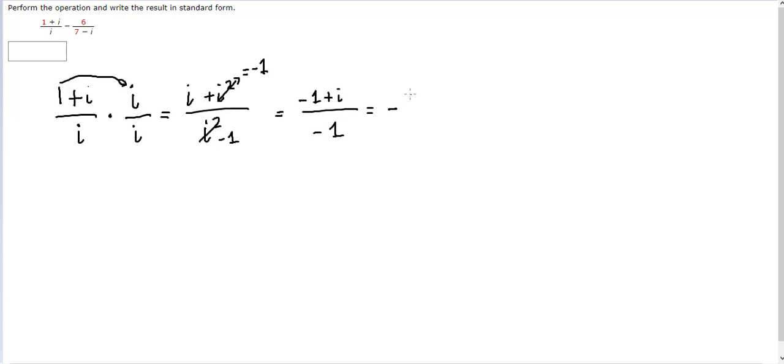So what I'm saying here is you'd have -1 plus i over 1. We just simply move the negative in the 1 that was in the denominator up to here. So when you have -1 plus i, then that means you have 1 minus i. So that whole thing right there simplifies to 1 minus i. Now the next one is 6 over 7 minus i.